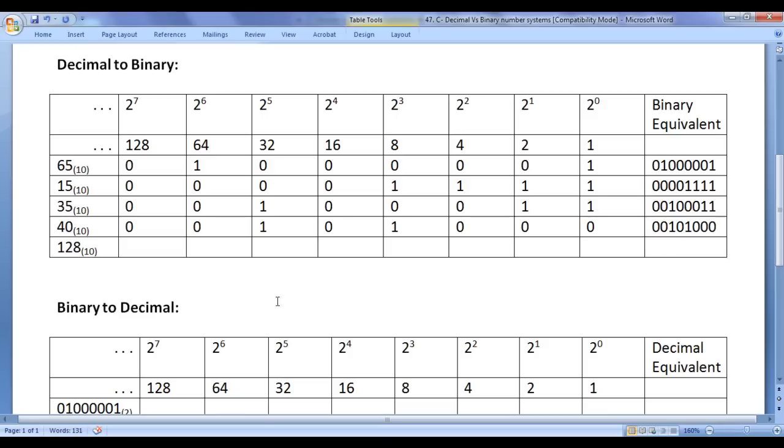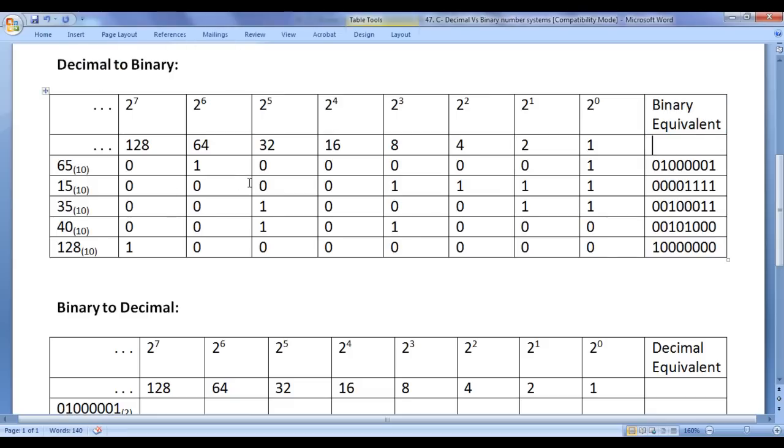Let's convert 128 to binary equivalent number. Underneath 128, I write 1. Remaining places, I put 0, 0, 0, 0, 0, 0, 0. So 1, 0, 0, 0, 0, 0, 0, 0 indicates 128 in binary number system, guys. So that is how you convert a decimal number to a binary equivalent number, guys.